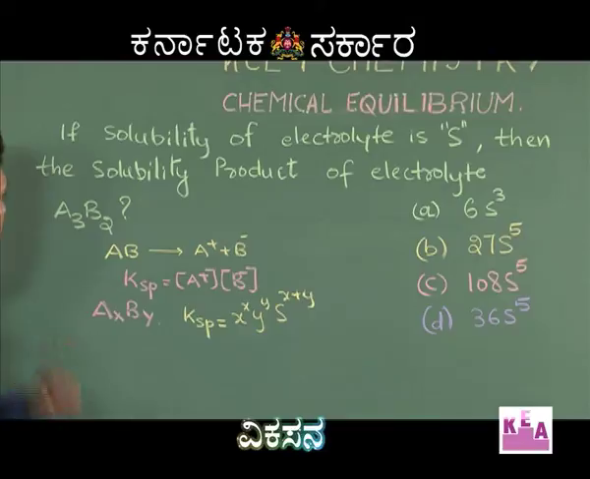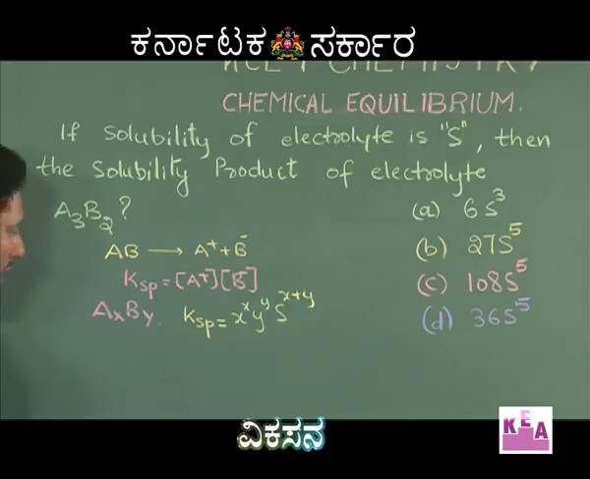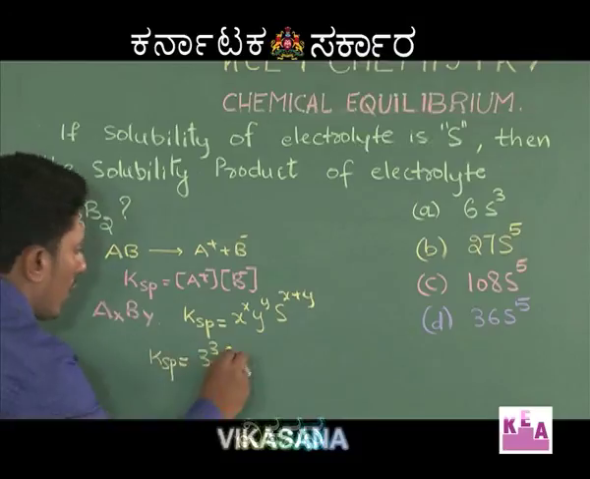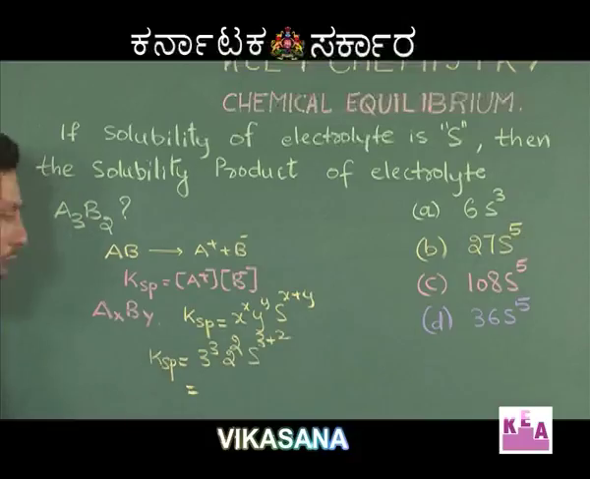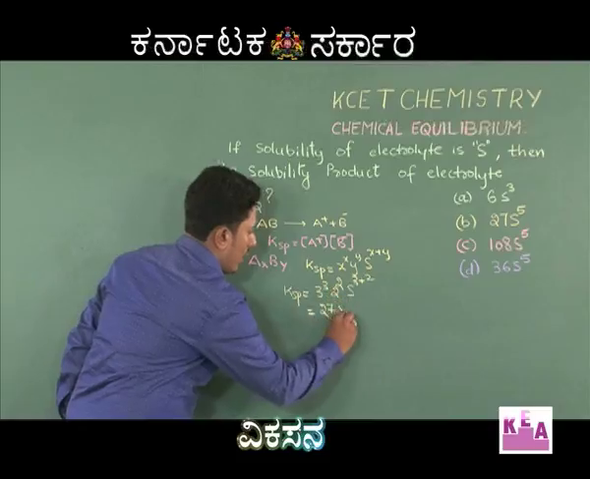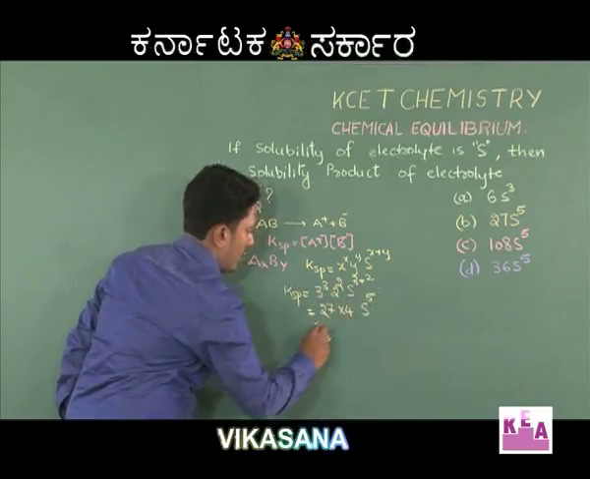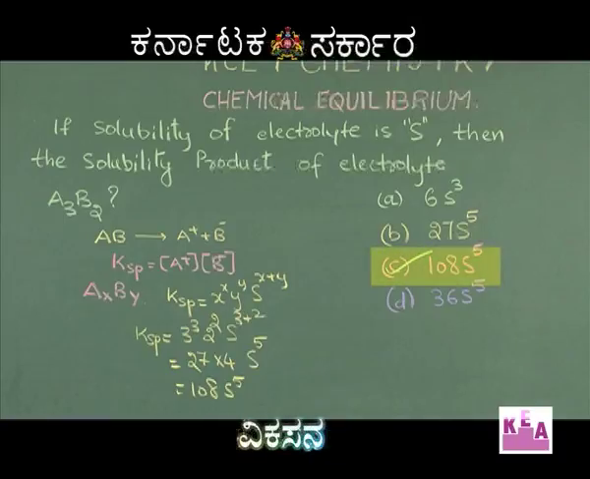Guys, now in the question they have given us A3B2 type of a salt and they have asked us the relation. In A3B2 type of salt, x is 3 and y is 2. Hence, I can write KSP is equal to 3 raised to 3, 2 raised to 2, S raised to 3 plus 2. This will be equal to 27 into 4 S raised to 5. This will be equal to 108 S raised to 5. Therefore, option C is the right answer.